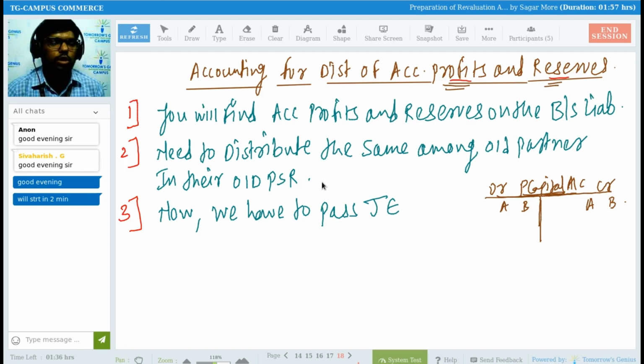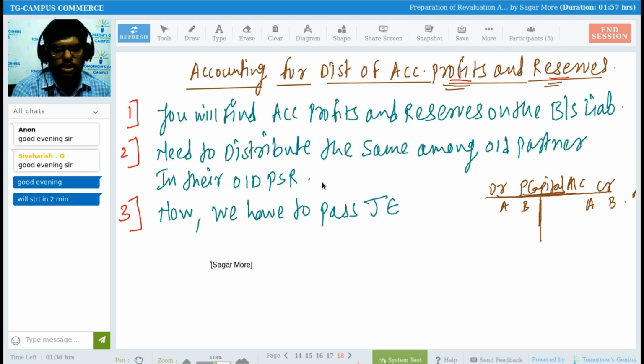Because it is a profit, and profit we always record on the credit side, sir, right? And because of the profit, the capital balance will increase. Capital is a liability, and whenever we want to increase a liability, what do we have to do? We have to credit it. Simple. So it is clear that we have to credit partners' capital account.